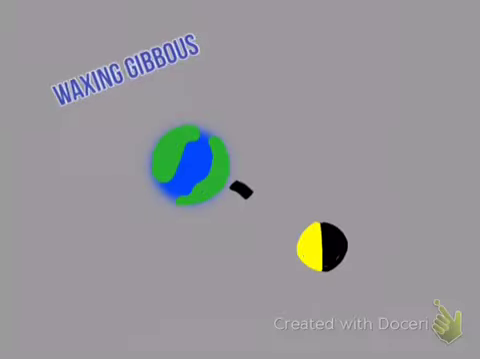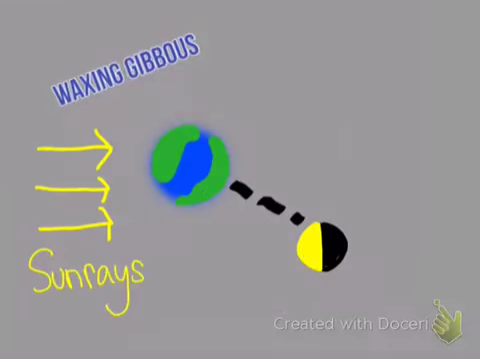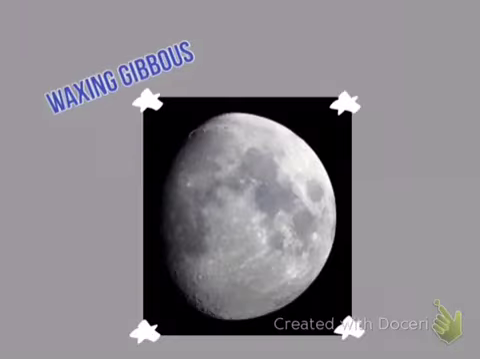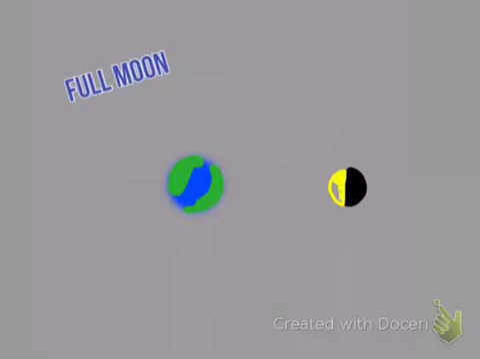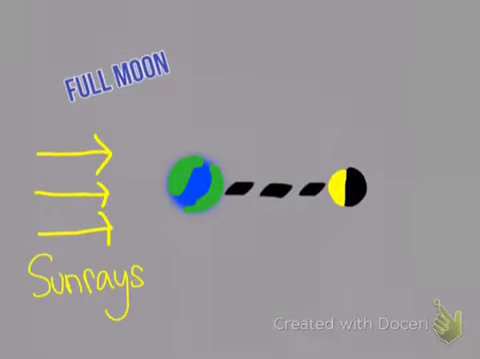Next comes the waxing gibbous. This is when the moon is close from our view to being completely lit by the sun's rays. Here's what that looks like from Earth. After the waxing gibbous comes the full moon. This is when from Earth the moon appears to be completely lit. Here's what that looks like.